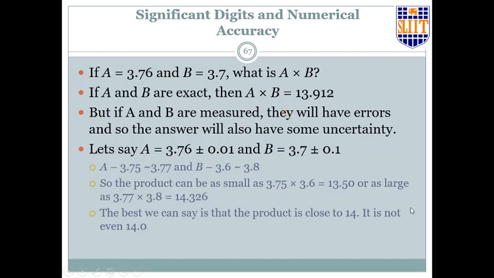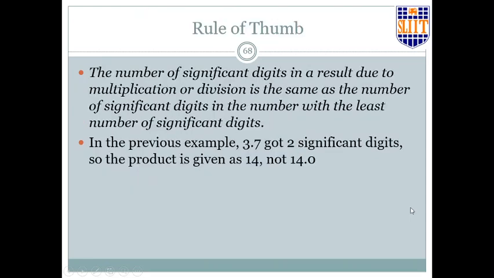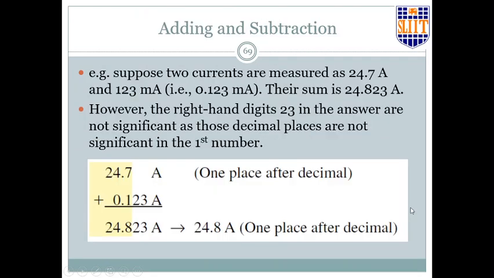Now what is the difference between round up, round down and round off? Round up means we always round to the upper side, round down means round to the lower side. Rounding off means whatever is the closest. Right? So this is 14. It is not 14.0. If you say 14.0, you have 3 significant digits. Right? It is 14. That's it. Right? That is for multiplication and division.